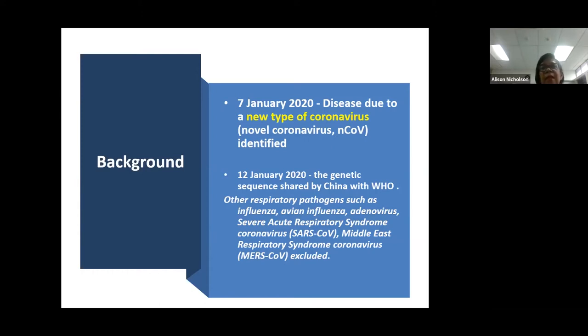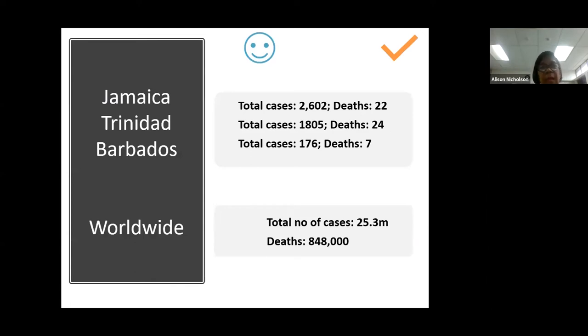Now, this was the day that a disease due to a new type of coronavirus was identified. So on the 7th of January, the novel coronavirus causing this disease was identified. By the 12th of January, 2020, the genetic sequence was shared by China with the World Health Organization. So they wasted no time in trying to decode this virus and to confirm that it was indeed a brand new virus. They shared this genetic sequence with the WHO, which confirmed that it was not any of the usual respiratory pathogens, such as influenza, the different types of influenza, adenovirus, or even some other coronaviruses that had wreaked havoc some years before. Hence the quest started: what virus is this, and how can we overcome this challenge?